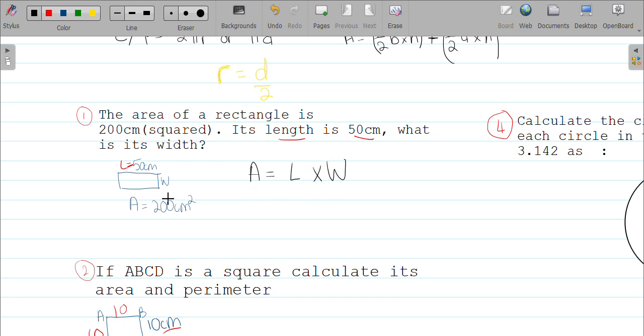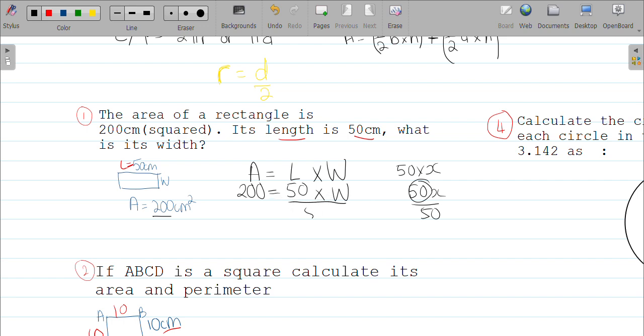We know that the area of a rectangle is length times the width. We know our area is 200, so let's replace the A with 200. Does that make sense to everyone? So 200 is equal to the length, which is 50, times w. We do not know what the width is. Remember, in algebra, if we have 50 times x, it's the same as writing 50x. And if we want to get rid of the 50 in front of the x, we need to divide by 50.